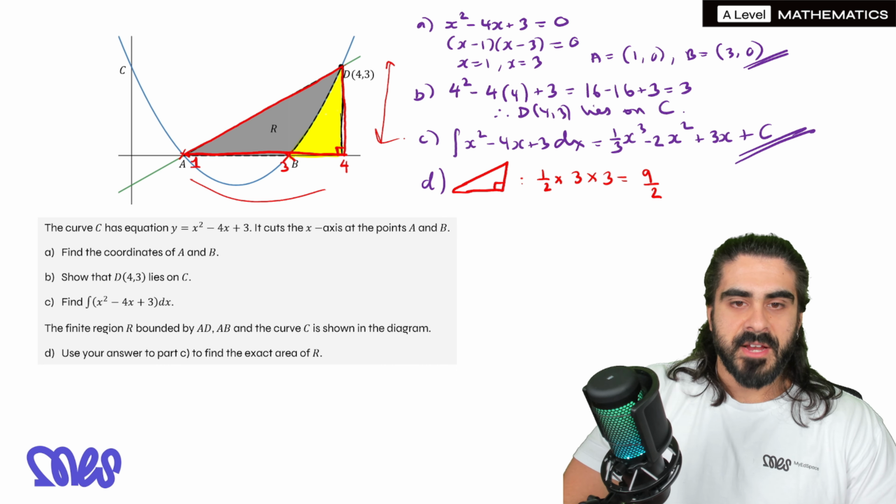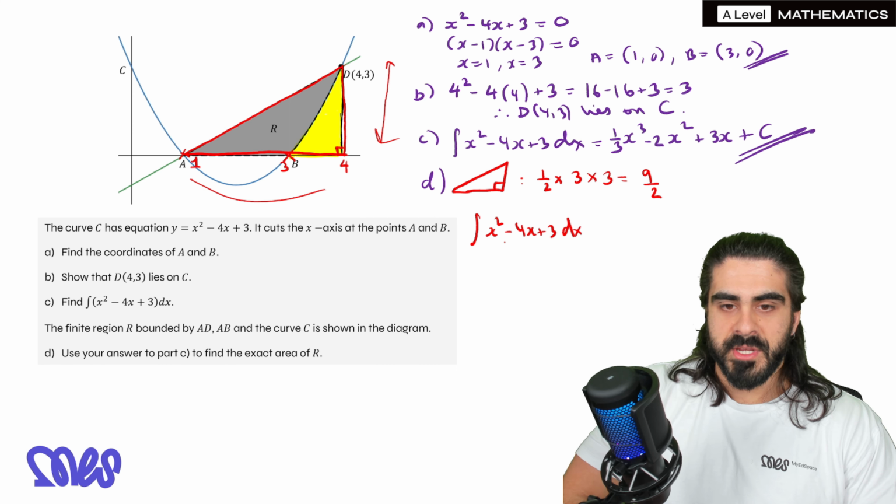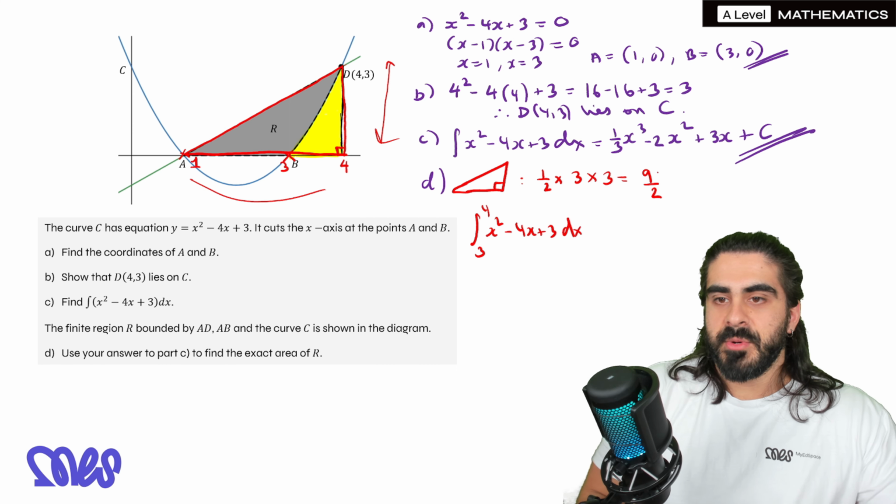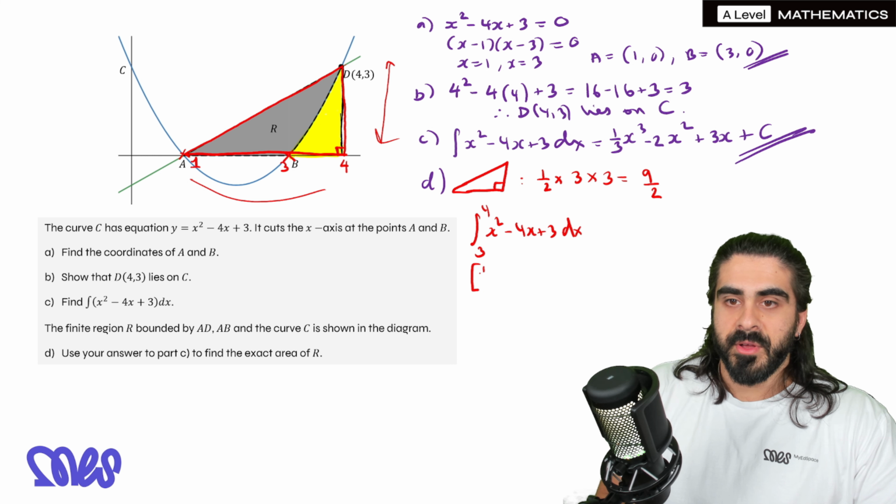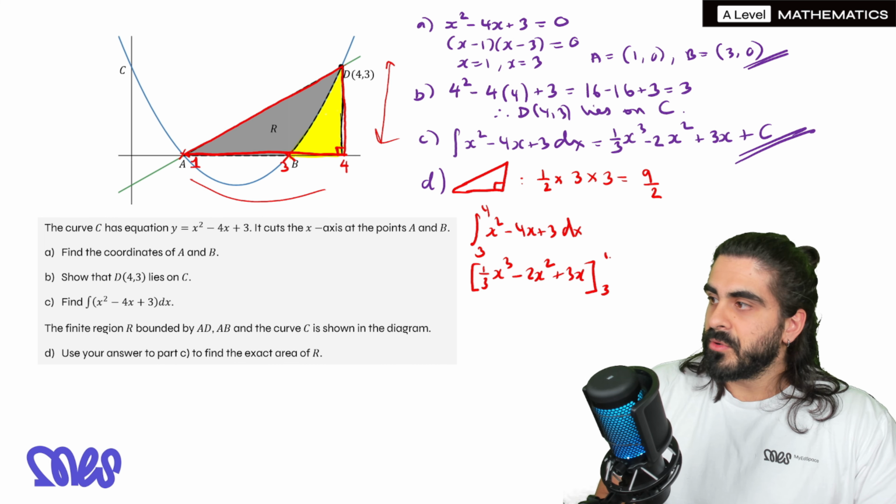Now we're going to find this area here. For that, we're going to do the integral of our function between 3 and 4. Now we did that already. So we have 1/3 x cubed minus 2x squared plus 3x. Now we don't need the plus c anymore.